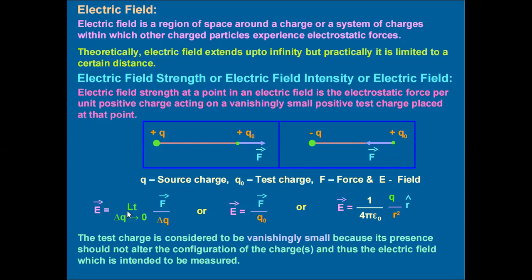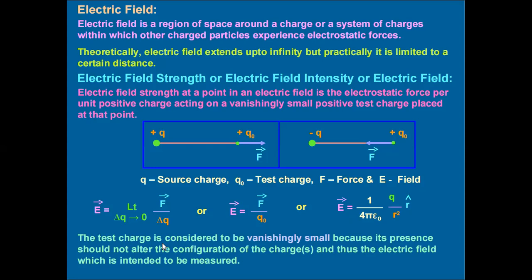So E will be the limit as del Q tends to 0 of F by del Q. This ratio will be the electric field because this ratio denotes force per unit charge, and del Q is very small. After omitting the limit, we can write E equals F divided by Q naught, where Q naught is the test charge. So force per unit test charge is called electric field, or capital E equals, using Coulomb's law from our previous lecture, 1 by 4 pi epsilon naught Q by R square, and this is the vector form.